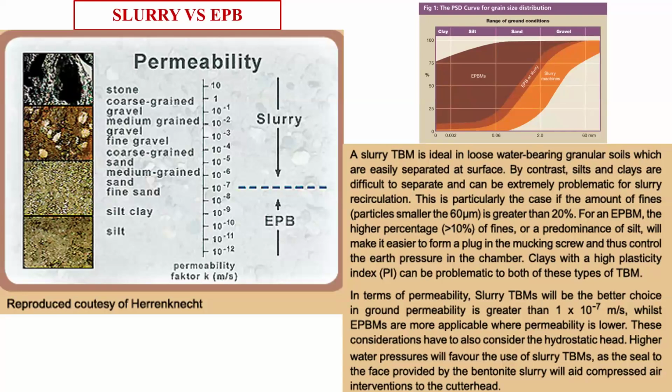Thrust jacks means, actually, for the TBM there are two types of operation. One is called the initial drive, and another is called the main drive.